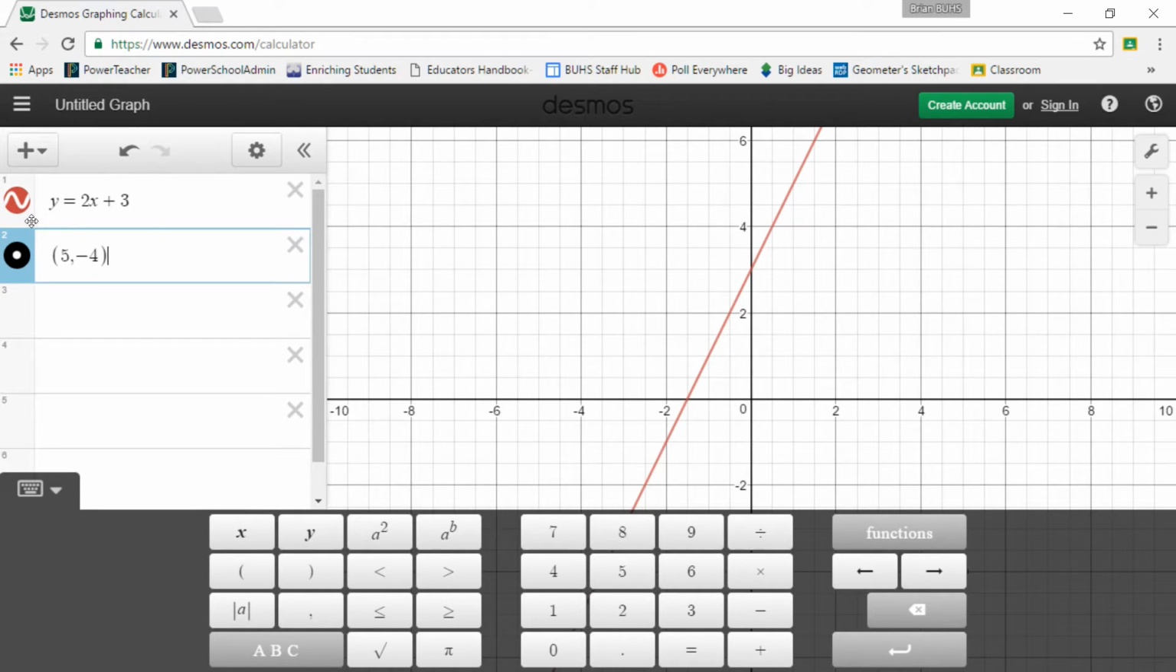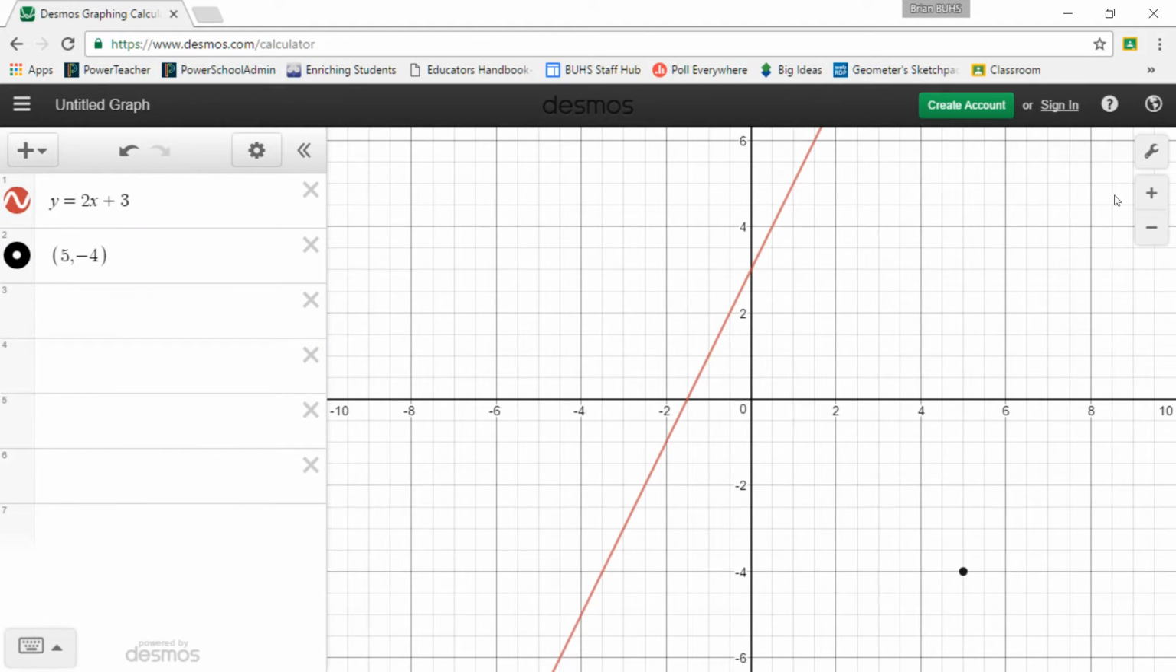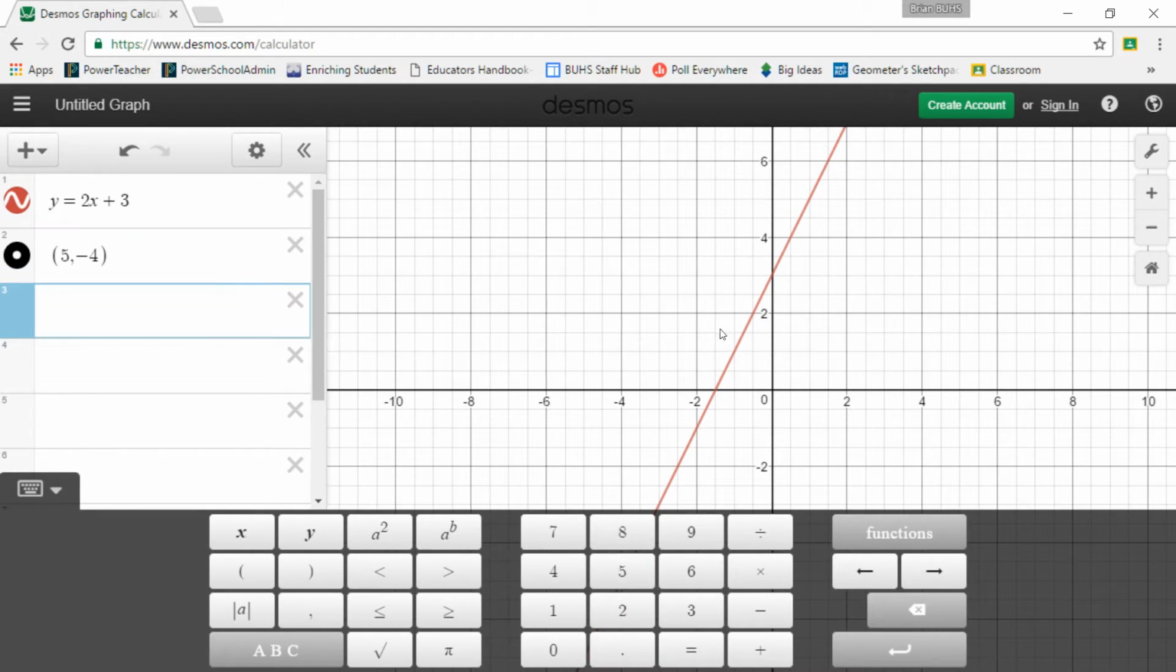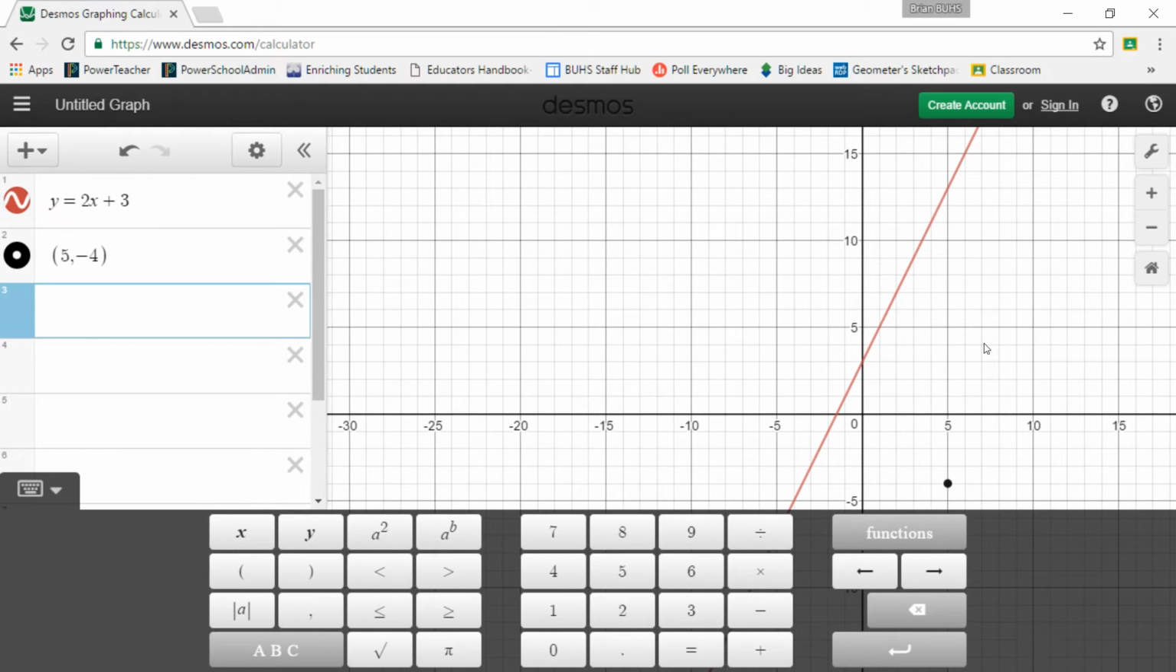I'm assuming this can plot points. Oh, cool. It even shows me this is going to be a graph. This is going to be a point. Let's plot this point. Oh, there's my point. So I've got a line and a point, and we wanted to find the equation that was parallel to that line and passed through said point.